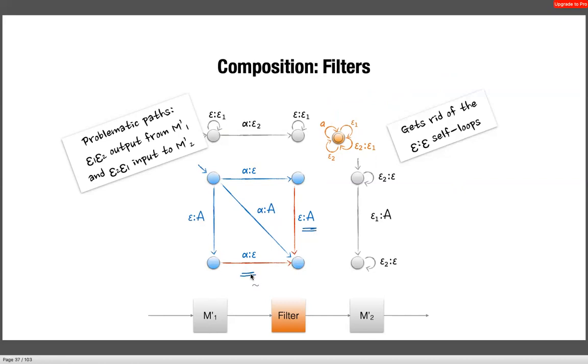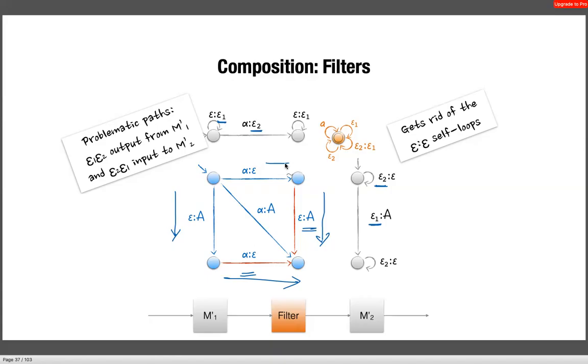So what specifically are these problematic paths? How would I make sense of them? Looking at the output from M1 prime, which is causing this problematic path, the relevant output is this epsilon 1 followed by an epsilon 2 output from M1 prime. Similarly, an epsilon 2 input followed by an epsilon 1 input in M2 prime also causes a problematic path. So this epsilon 1, epsilon 2 output from M1 prime causes this problematic path, right? So this is the problematic path.